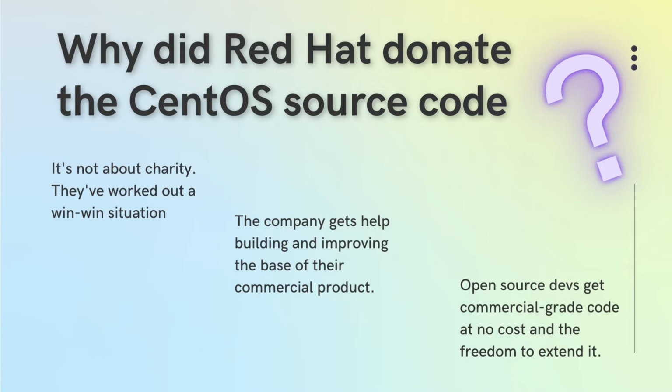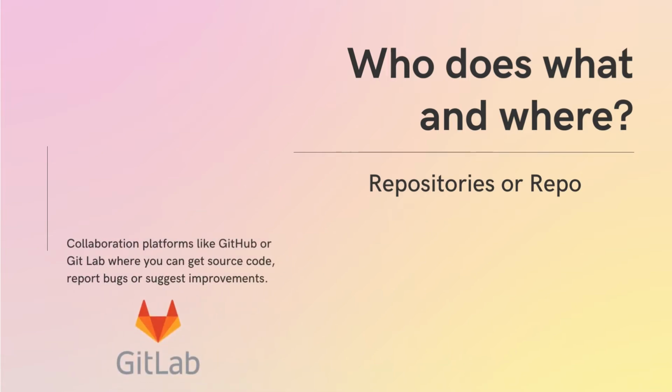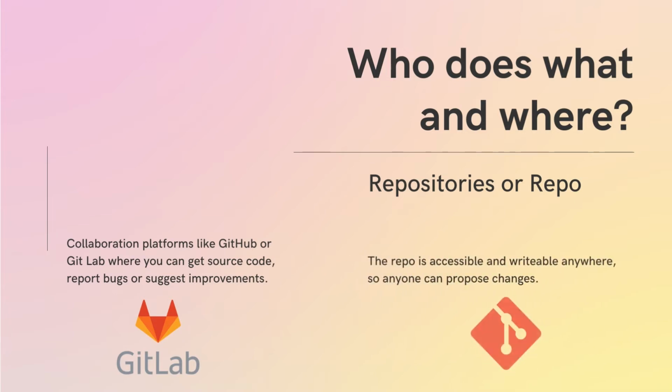Okay, with that history behind us, let us cover the mechanics and answer a few who does what questions. As I mentioned earlier, open source allows you to improve and build upon a base. To get that done, you first need a few things. We begin with the repository. If you're going to share and collaborate, you need to make it easy to access. Repositories, or repos, as most developers call them, are collaboration platforms like GitHub or GitLab where you can get source code, report bugs, or suggest improvements. But more importantly, developers can contribute code that improves or fixes the existing code base. The repo is accessible and writable anywhere so anyone can propose changes.